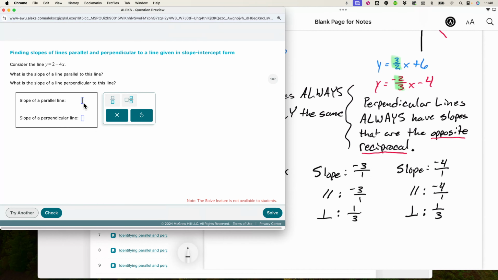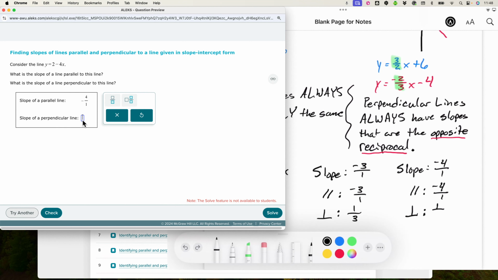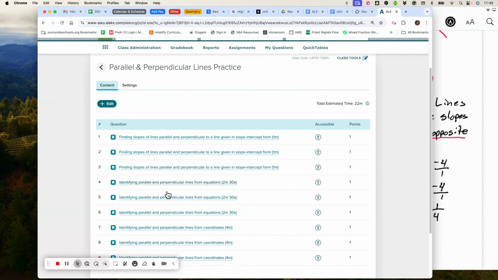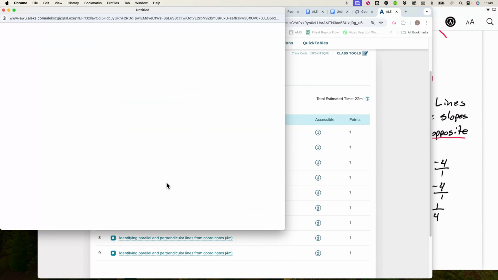So I'll go ahead and put those in this time. I spaced doing it last time. I will try them both as fractions and see if ALEKS likes it. And that's not 1/3, that's 1/4. Typo. Let's check and see if ALEKS likes it. Yep. It does say you can simplify your answer, but dividing is not necessary. So it will still take the over 1, which is nice because that's the way I like to write my slopes. Let's move on to the second problem type.